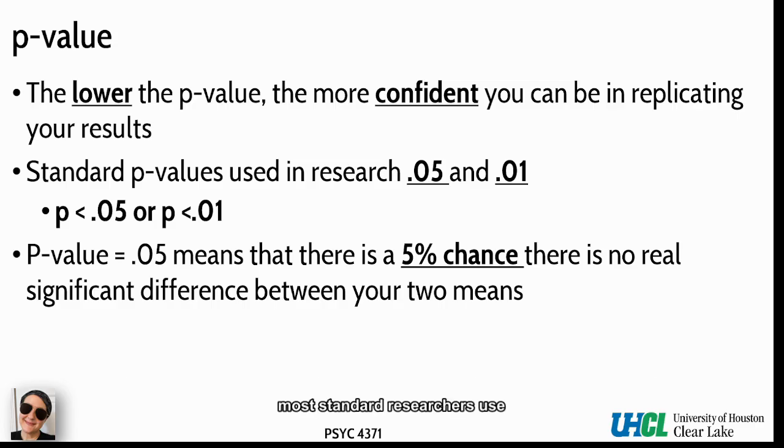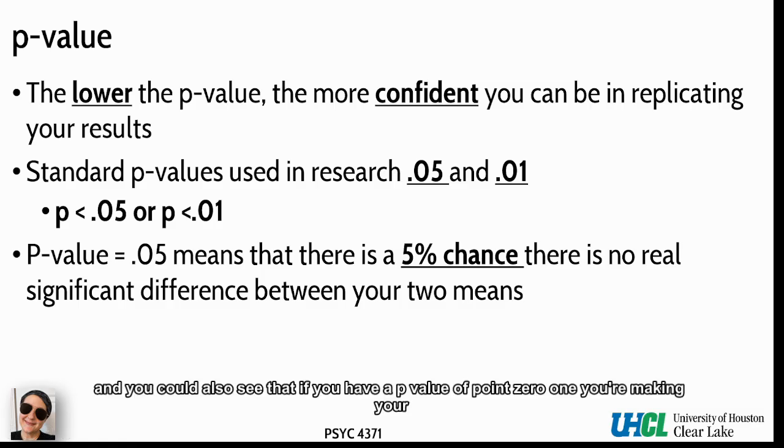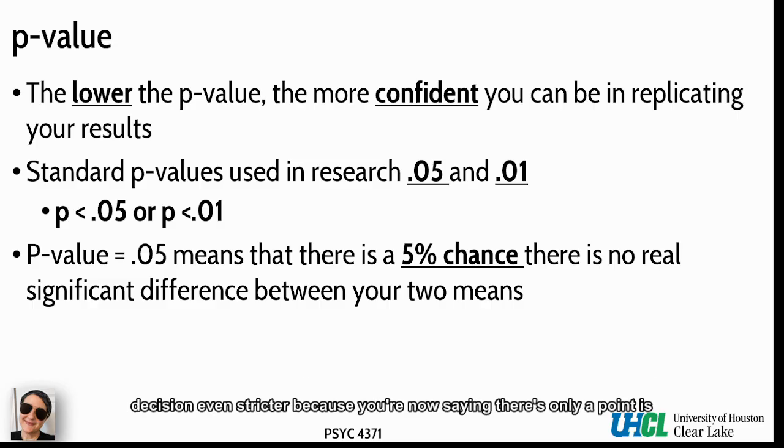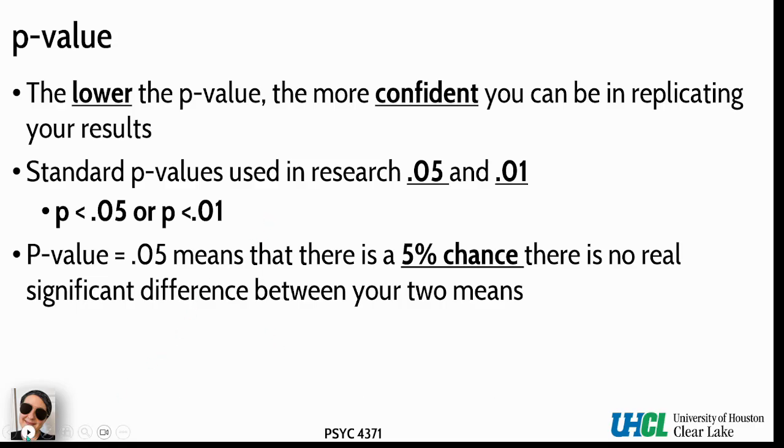Most standard researchers use a p-value of either 0.05 or 0.01, and that would be written like it is right here. P is less than 0.05 or P is less than 0.01. So a p-value of 0.05 means that there's a 5% chance that there was no real significant difference between your means. You can also see that if you have a p-value of 0.01, you're making your decision even stricter because there's a 1% chance that there was no real significant difference between your means.